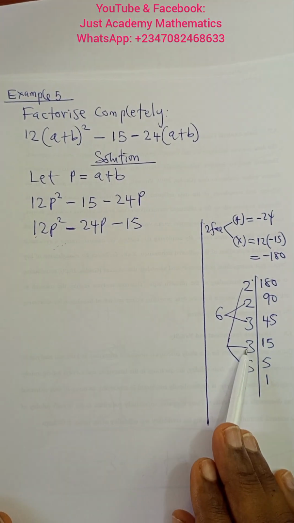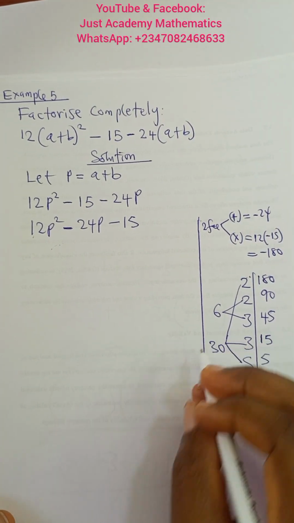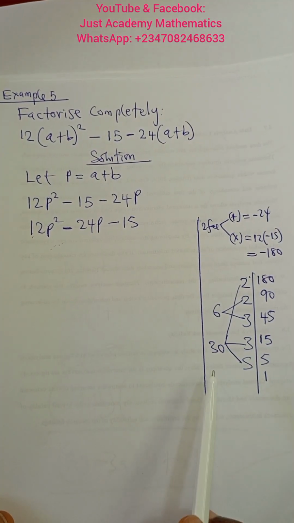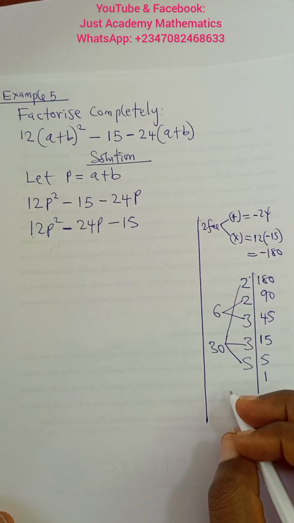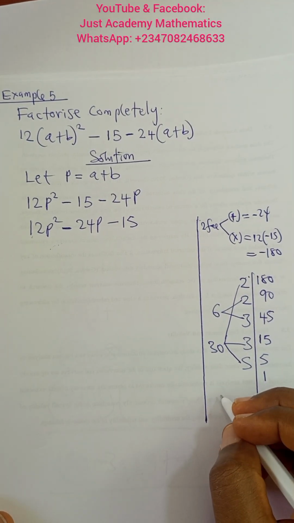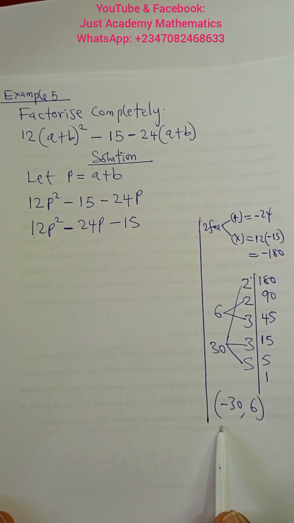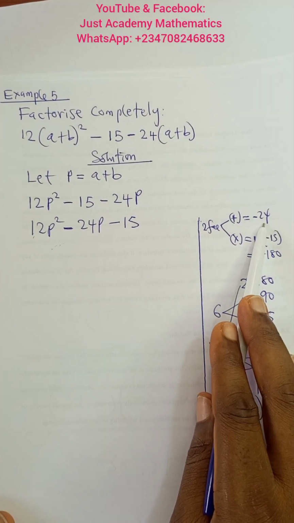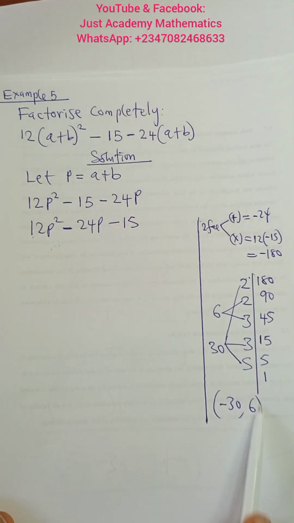This is 2 times 3, 6. 6 times 5, 30. That will give us 24, because 30 minus 6 is 24. As a matter of fact, the two numbers we are looking for are minus 30 and 6. Minus 30 plus 6 is minus 24. Minus 30 times 6 is minus 180. You should know how to do this.